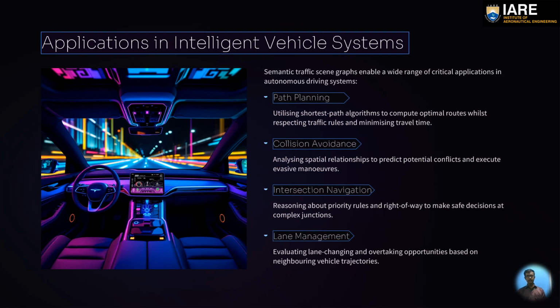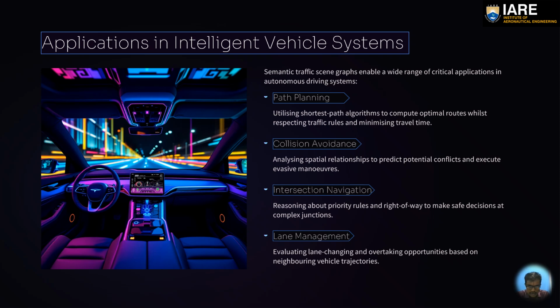Now let's discuss applications in intelligent vehicle systems. Semantic traffic scenes are represented as graphs, and those graphs enable a wide range of critical applications in autonomous driving systems. Four of them are: path planning, that is utilizing shortest path algorithms to compute optimal routes whilst respecting traffic rules and minimizing travel time.